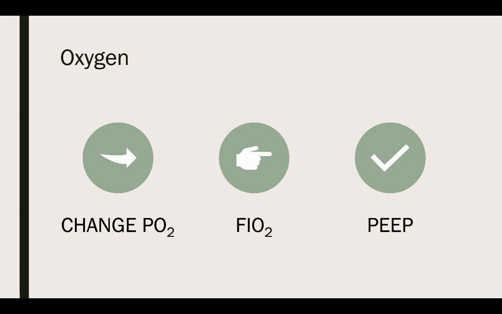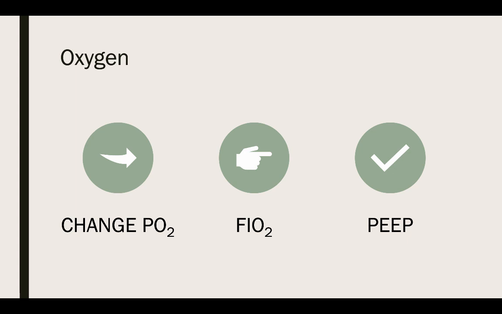Well, there are two settings we can play with. One is FiO2, the fraction of inspired oxygen, and the other is PEEP. So if I play with my FiO2, I'm going to increase it, let's say from 21% to 30%. Well, then that's going to increase the oxygenation of my patient, isn't it? If I just give more oxygen, it's pretty straightforward.